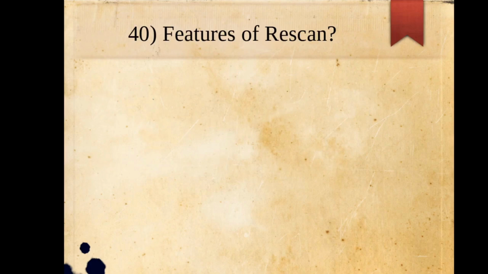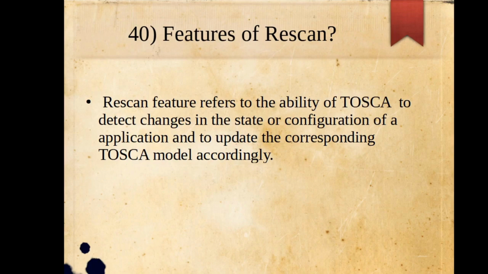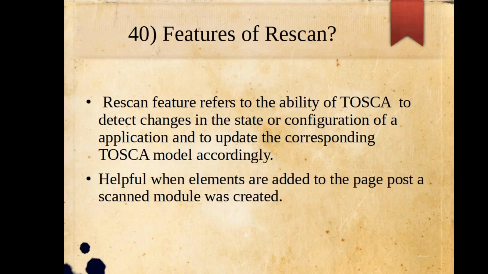Now what are the features of Rescan? Rescan feature refers to the ability of TOSCA to detect changes in the state or configuration of an application and to update the corresponding TOSCA model accordingly. It is particularly helpful when elements are added to the page after a scan module was created. For example, there is an application in which there are 4 list items, and after you have created a module, the fifth item is added. So we can go to that module, rescan, and get that added attribute, so we don't have to scan the page altogether again. This covers all the 20 questions for this video.